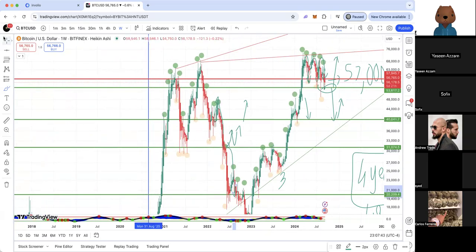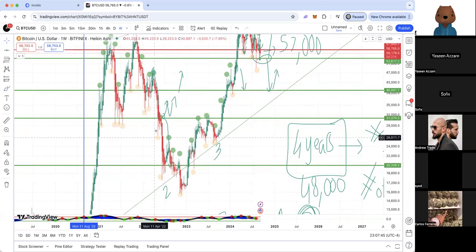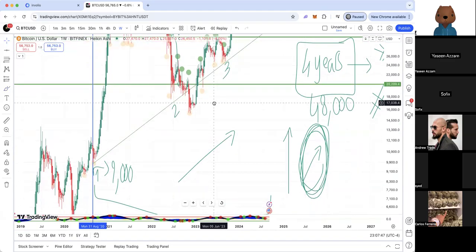This is just how it works, guys. I know the price difference might be like, oh my God, what's going on?